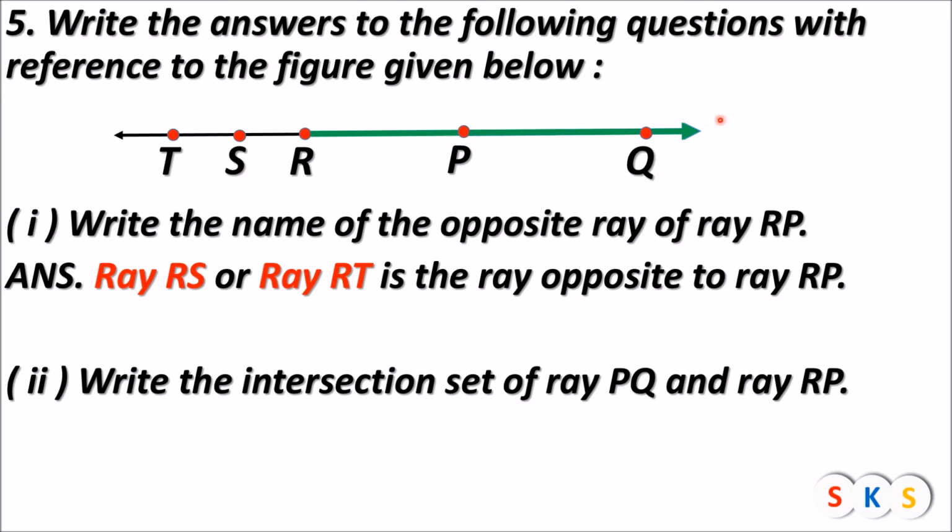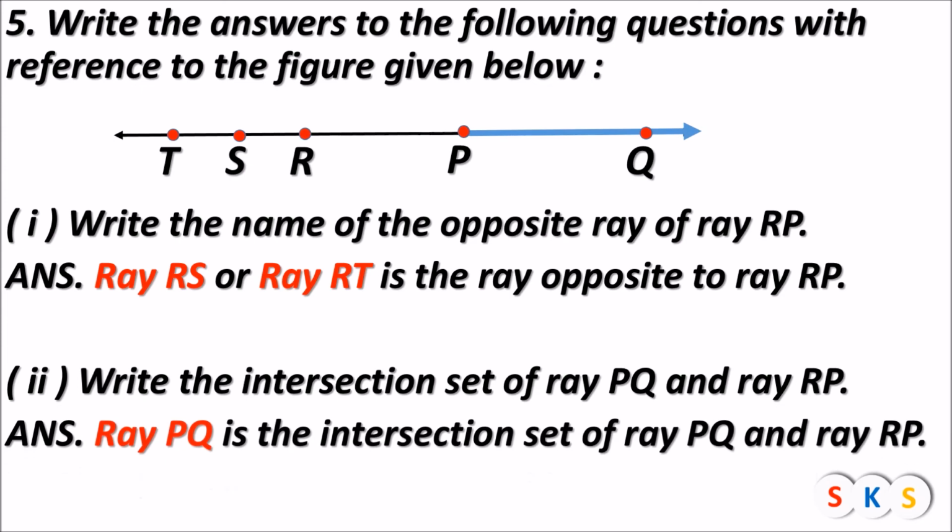It is ray PQ, and ray RP is this ray, the whole thing. What is common in these two rays? This much part is common in both the rays. This common part is nothing but ray PQ. Hence, the intersection of both the rays is ray PQ. Ray PQ is the intersection set of ray PQ and ray RP.